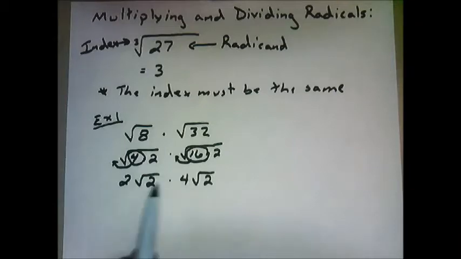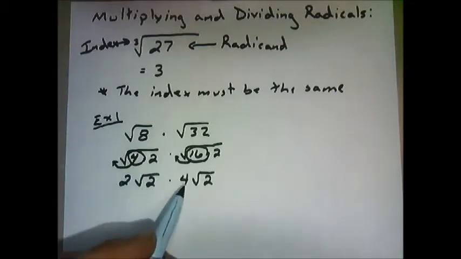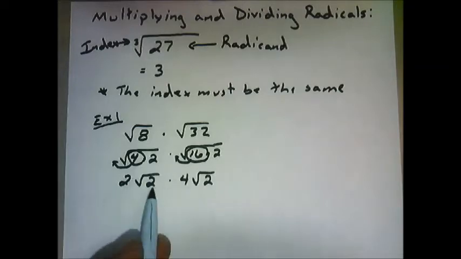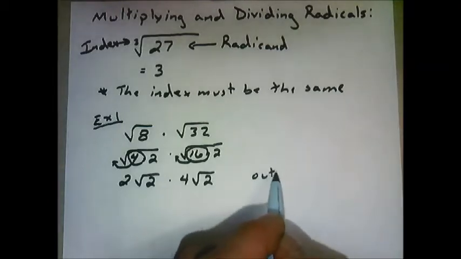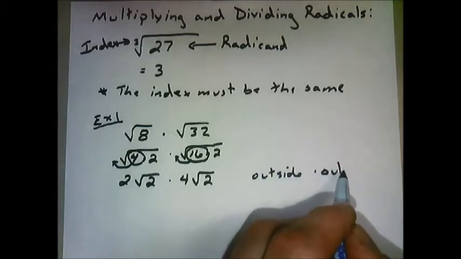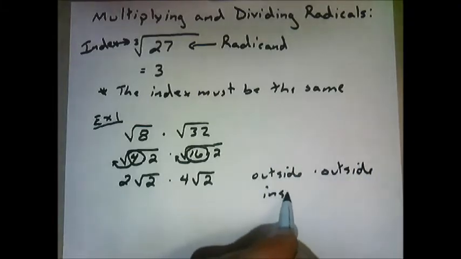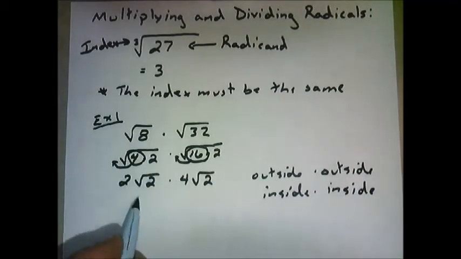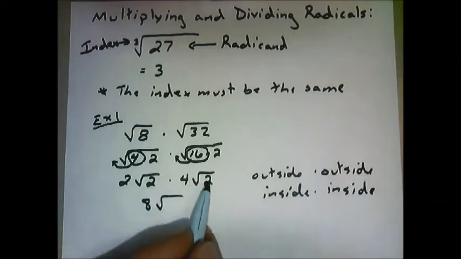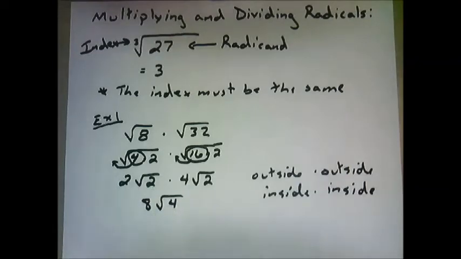Now to multiply two radicals that have a common index, we're going to multiply the two outside numbers together, and we're going to multiply the two radicands, or inside numbers, together. So I like to say outside times outside, and inside times inside. So I take my 2 times my 4, gives me 8. Multiply my radicands, or my insides, together, I get 4. And then we're going to simplify it again. The square root of 4 is 2. So we multiply that 2 to the 8, gives us 16. And 16 there is our answer.